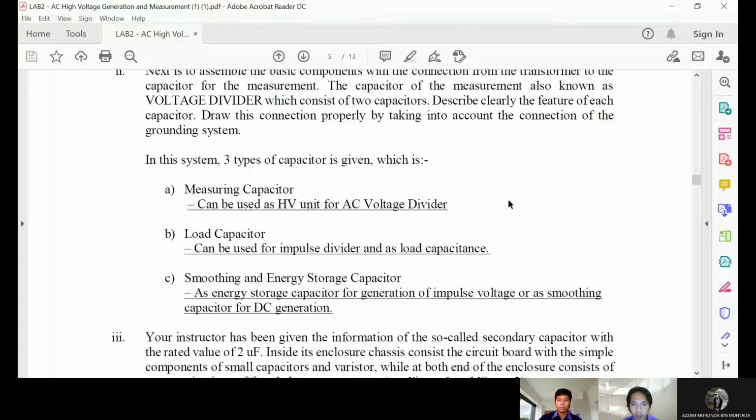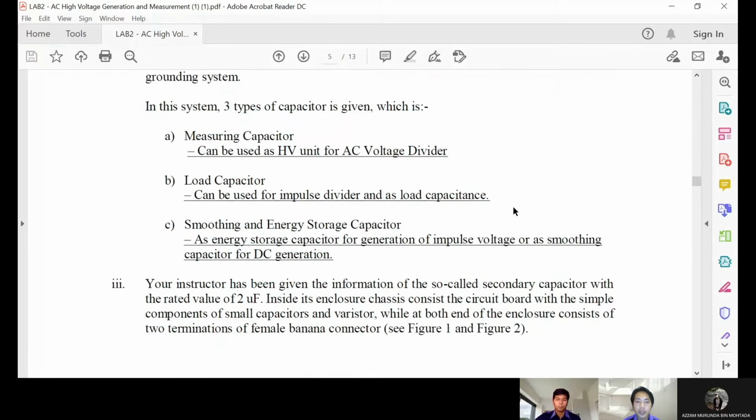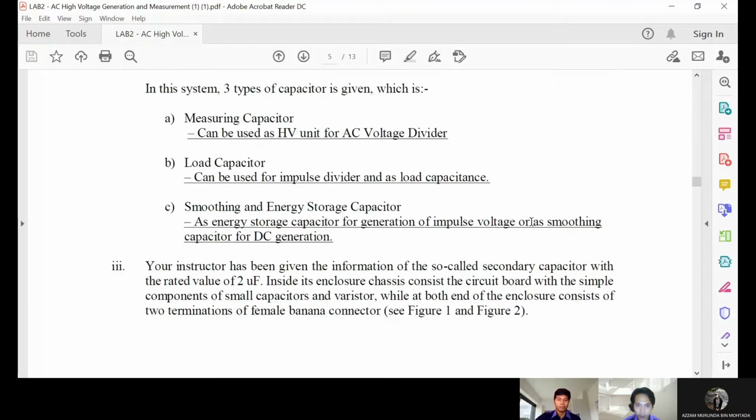Describing the feature of each capacitor, in this system three types of capacitor are given. First is the measuring capacitor that can be used as an HV unit for the AC voltage divider. We have the load capacitor that can be used for the impulse divider and load capacitance, and the smoothing and energy storage capacitor, which stores energy for generation of impulse voltage, or acts as a smoothing capacitor for DC generation.